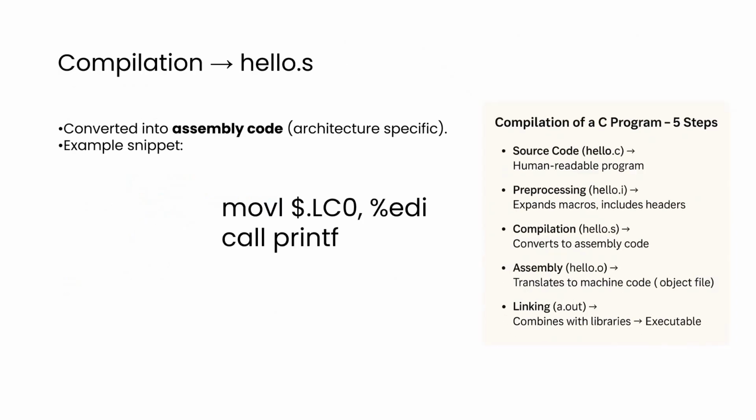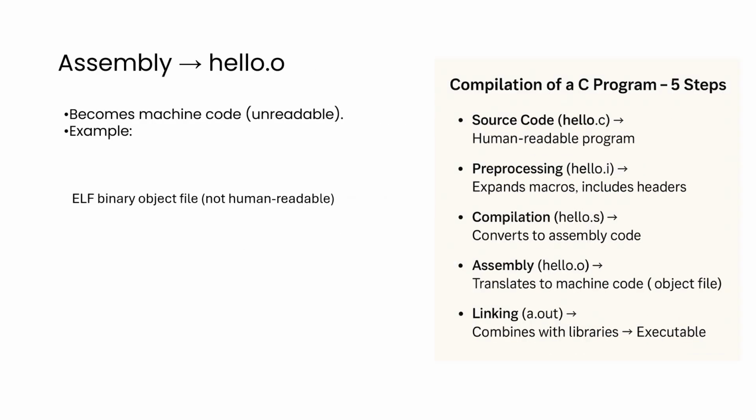Then comes the next step where compilation goes in. The cleaned .i file is converted into assembly language. Assembly is low level, very close to machine instructions, but still readable. You may see instructions like movl or call printf right here, and that is what is happening at this stage.